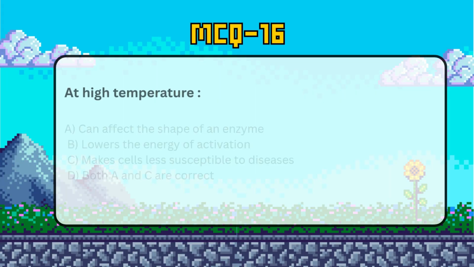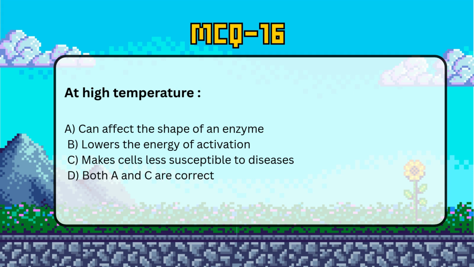Question number 16: At high temperature, the options are can affect the shape of an enzyme, lowers the energy of activation, makes cells less susceptible to disease, or both A and C are correct. So the right option is that high temperature can affect the shape of an enzyme. So the A option is the right option, because high temperature denatures enzymes.